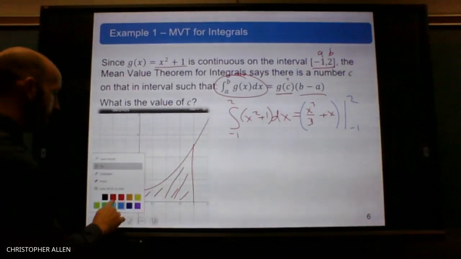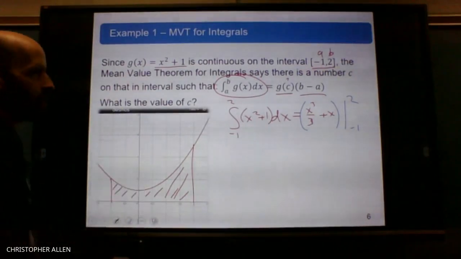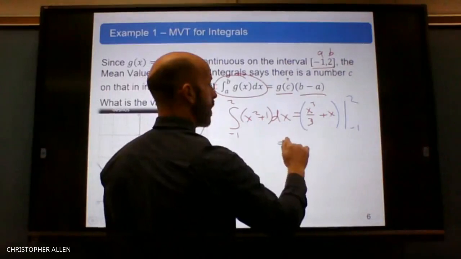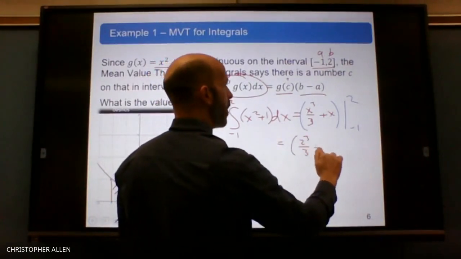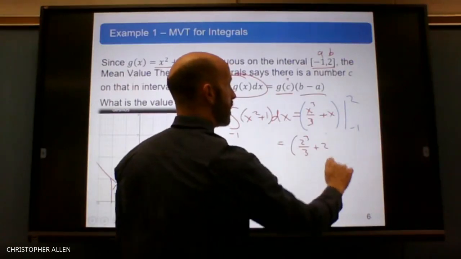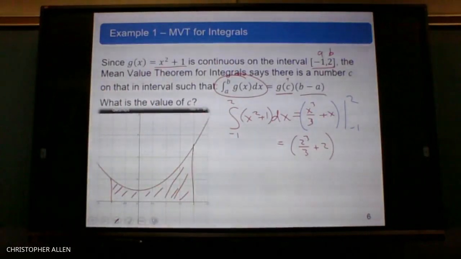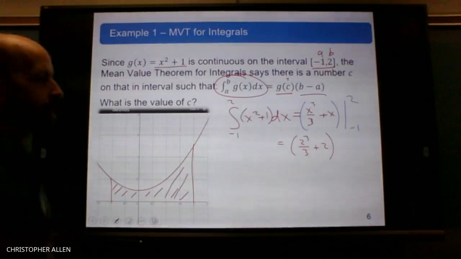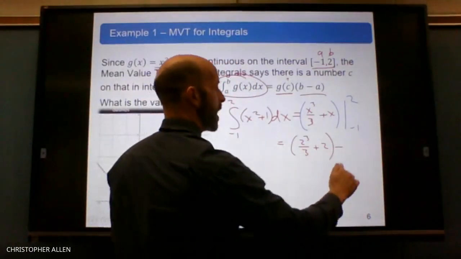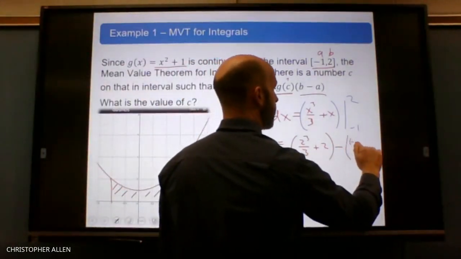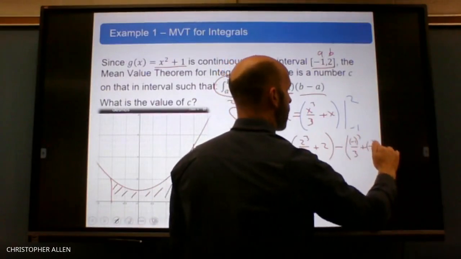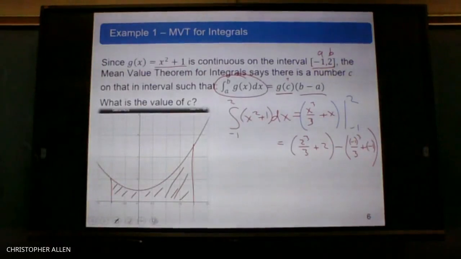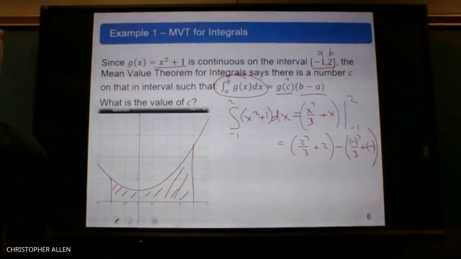Okie dokie. So now I've got to do a little computation. I'm not going to show all the work, but I'll show most of the work. So what I need to do here is 2 to the third divided by 3 plus 2. That's the first part. That's f of b, minus, and then I plug in -1. So I do -1 to the third over 3 plus -1. That's how I'm going to figure out what this answer is.